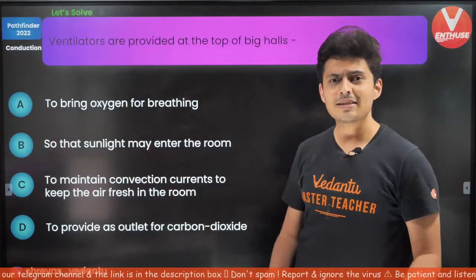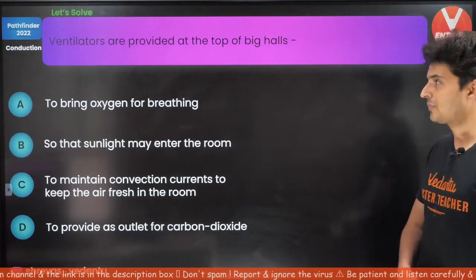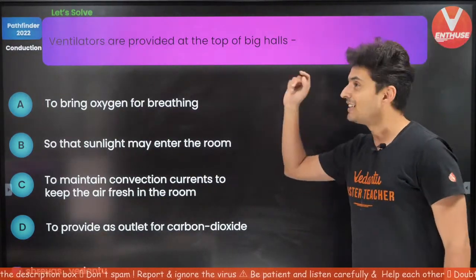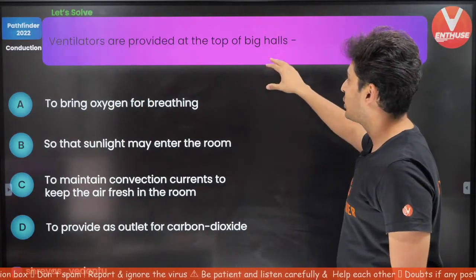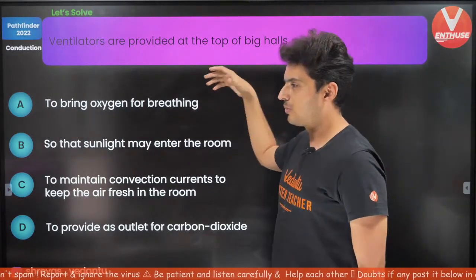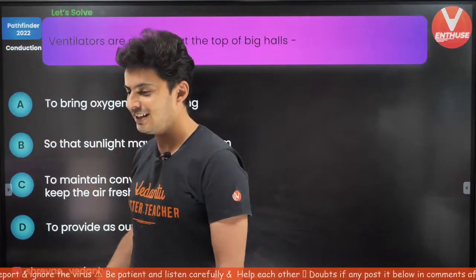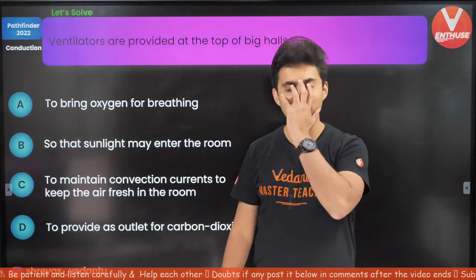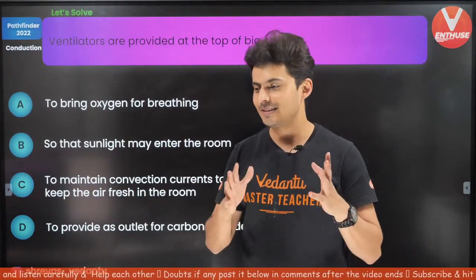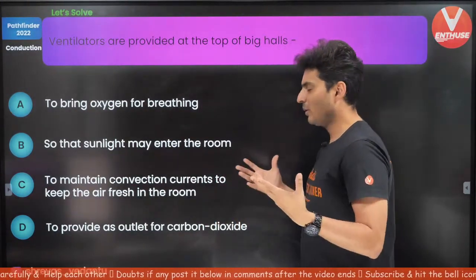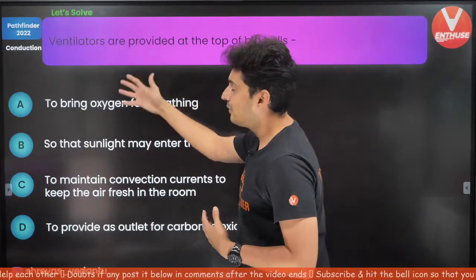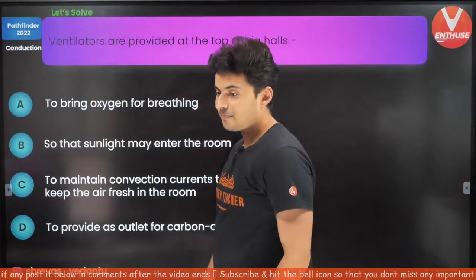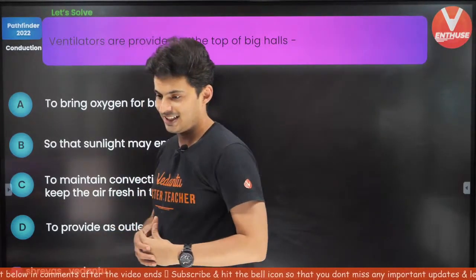Let's start today's session with a question. Ventilators. Not those ventilators which are there in the hospitals, the ventilators which are provided at the top of big halls. Now, some of you might be like, sir, what the hell is a ventilator? I thought the ventilator is the one which is there in the hospital. They put it on the nose and the mouth so that you can breathe very easily. Is that the ventilator? Okay, well, that's not the one. This is some different ventilator. Those are the openings on the top of a building. Why do you think you have it?